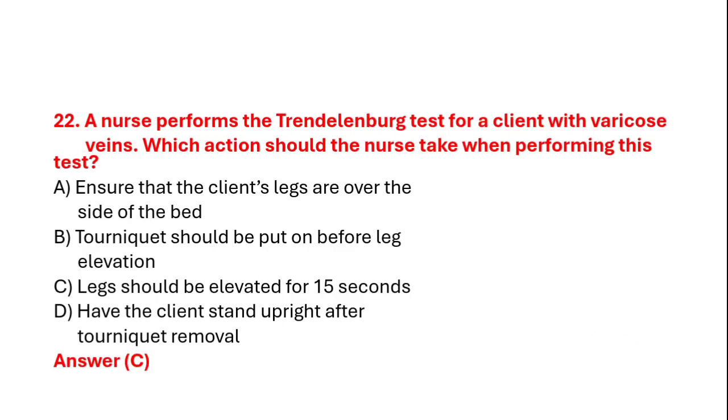Question number 22. A nurse performs the Trendelenburg test for a client with varicose veins. Which action should the nurse take when performing this test? Option A, ensure that the client's legs are over the side of the bed. Option B, tourniquet should be put on before leg elevation. Option C, legs should be elevated for 15 seconds. Option D, have the client stand upright after tourniquet removal. Correct answer is option C, legs should be elevated for 15 seconds.